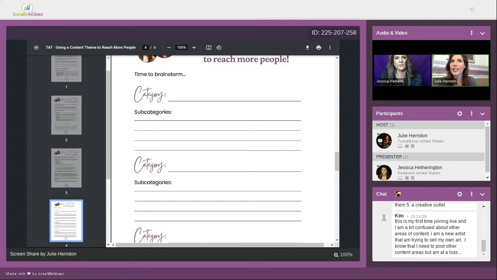So again, it puts you in a place to get proactive instead of reactive, trying to figure out what am I going to post today, how am I going to reach somebody today. So get ahead of this. It really is not that hard to work ahead.